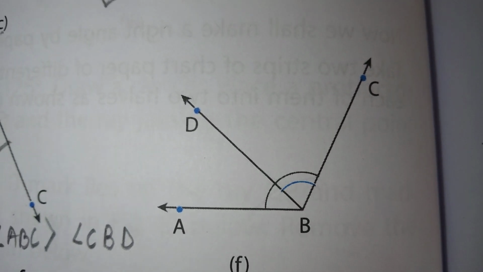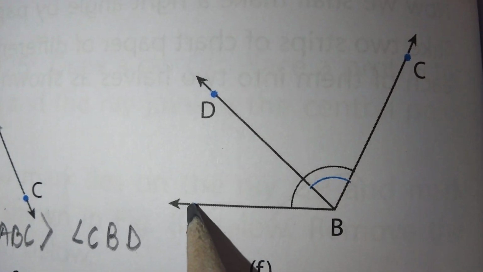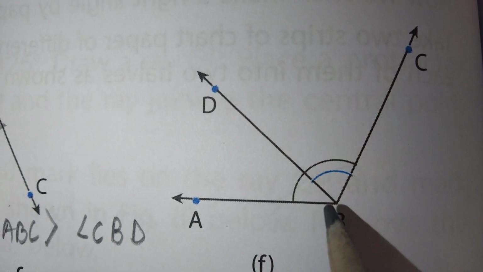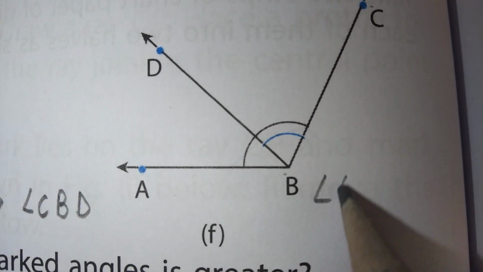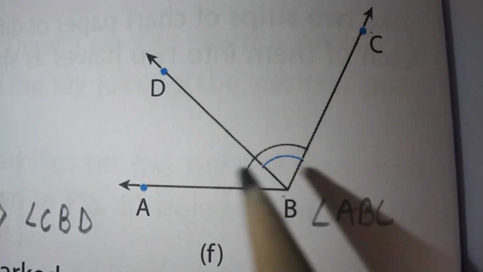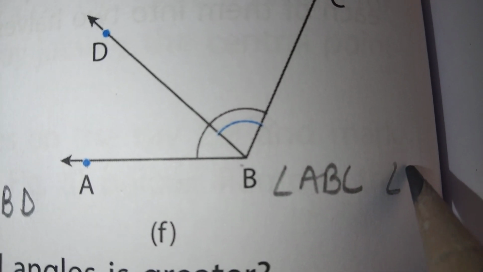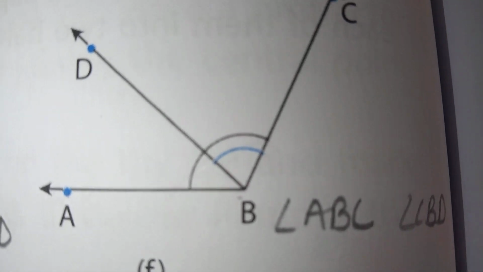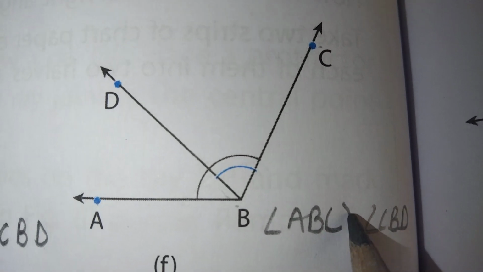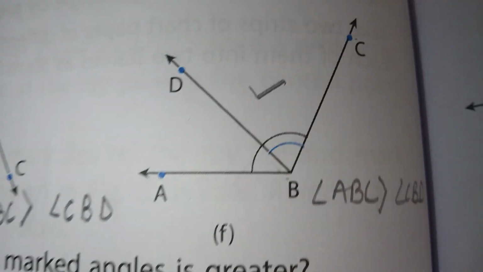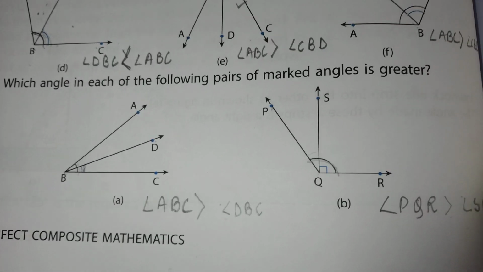Okay, the last one, first name the angle. The angle is angle ABC. The first angle is angle ABC. Then the next angle is angle CBD. Which one is smaller? Angle CBD is smaller than angle ABC. Okay. Then let's come to the second question.